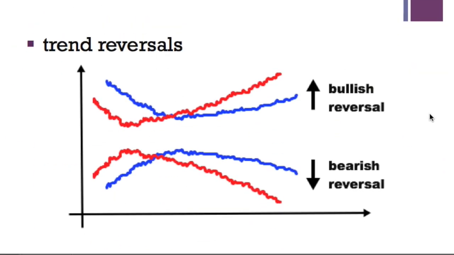And then trend reversals. This is a bullish reversal. First the short-term moving averages, the 6 lines. Here you see 1 line, but there are actually 6 lines. The 6 short-term moving averages are first below the long-term moving averages, and then later they are above the blue line. And that's a bearish reversal.